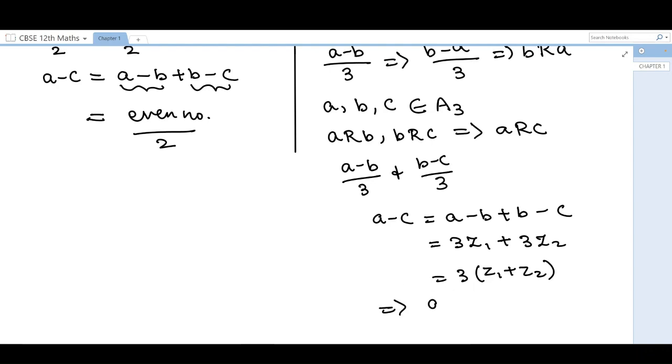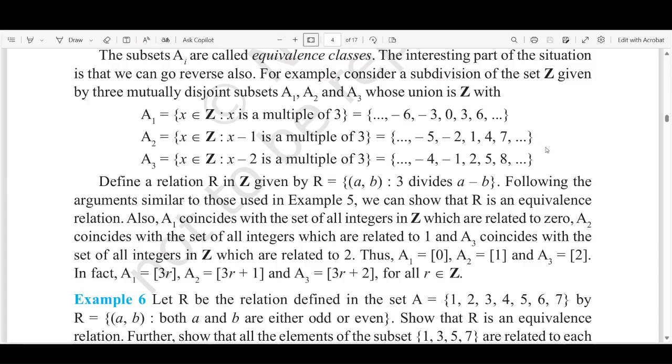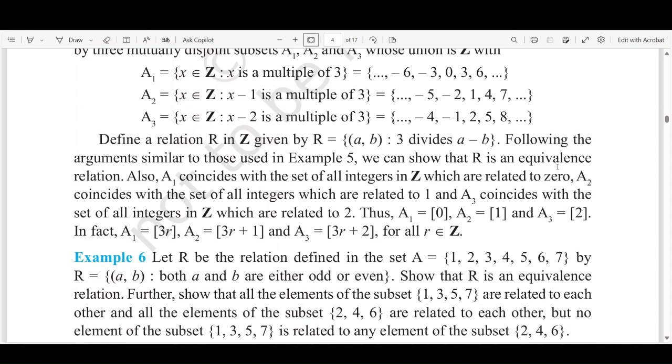From this, what I can conclude is A minus C is divisible by 3. So, the relation R is transitive. Thus, we have verified the relation R is an equivalence relation.